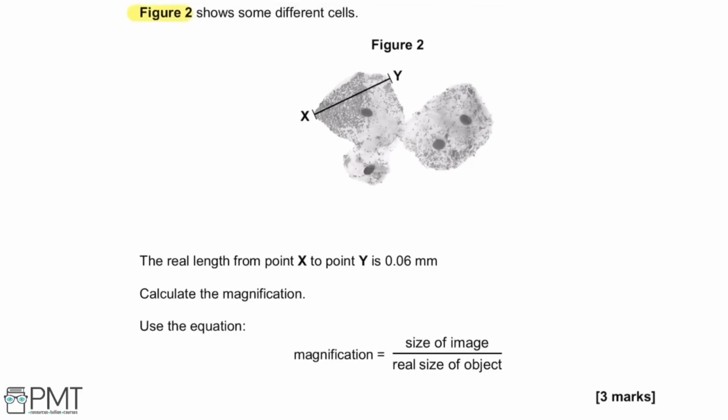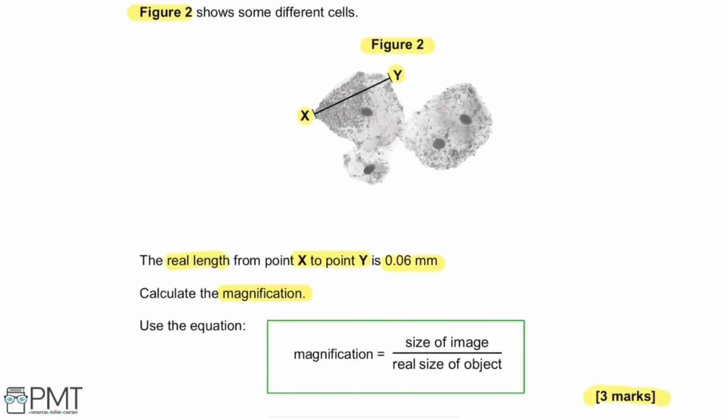Figure 2 shows some different cells. So here's figure 2 below, and we've got a group of cells and we have this label X through Y. The question says the real length from point X to point Y is 0.06 millimeters. Calculate the magnification. And it gives us this formula we need down here. So magnification equals size of image over real size of object. And the question is worth 3 marks.